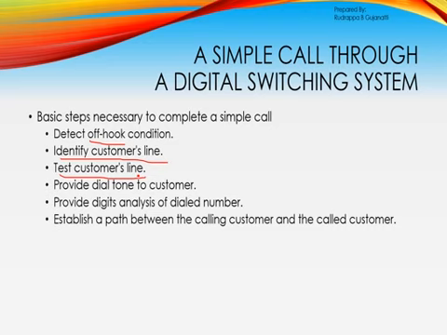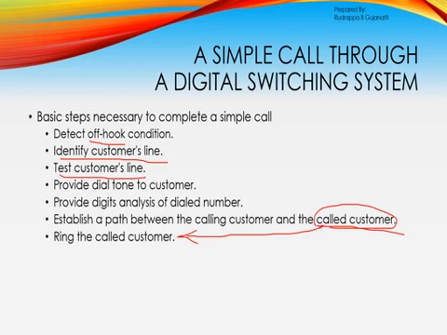So once the dialed numbers are in proper form, say if any one of the numbers has been missed out, then I'll not be able to establish a call between the two customers. Once digits have been analyzed, we have to establish a path between the calling customer and the called customer. Once the called customer is free, that is, if he is not busy, we have to give an indication to the called customer that there is a call waiting for him, which is done by ringing the called customer's telephone.